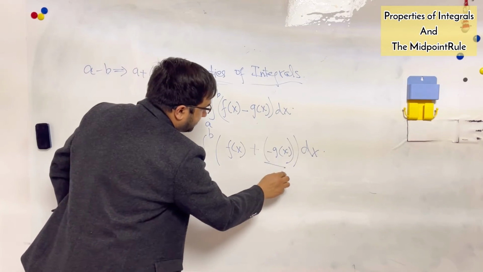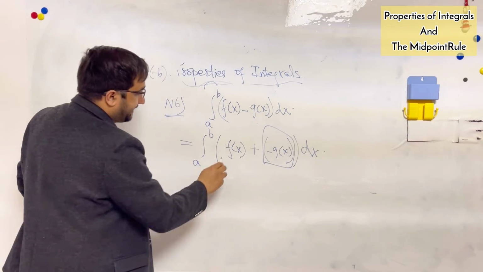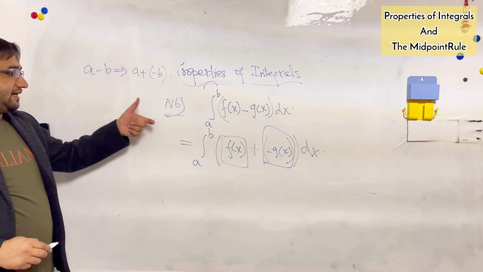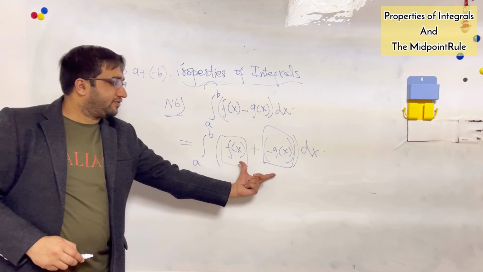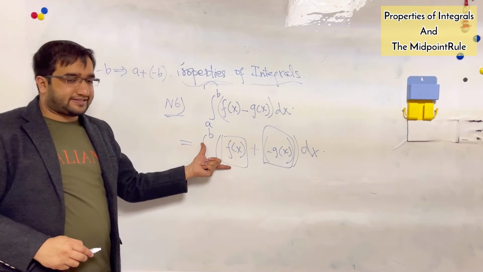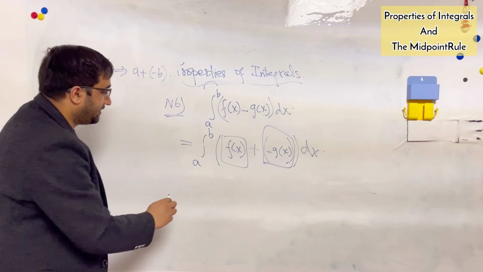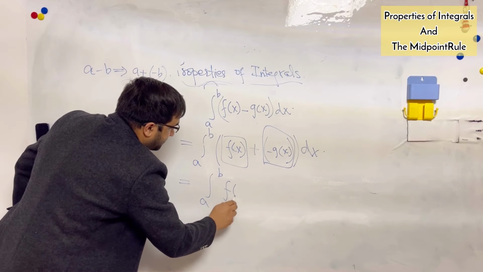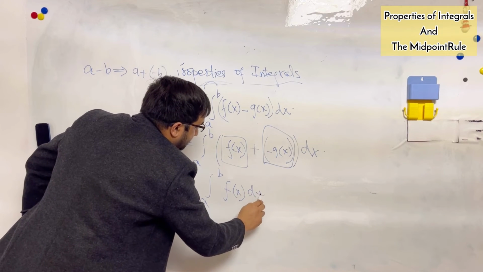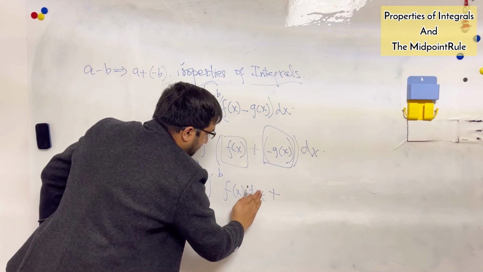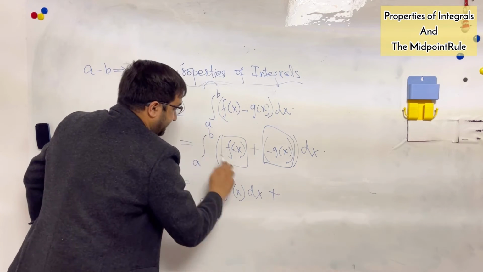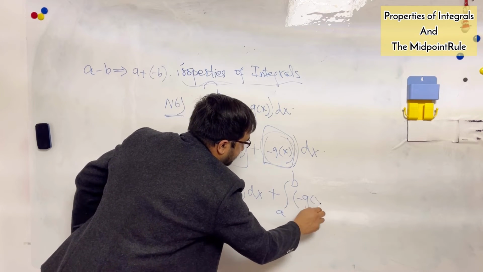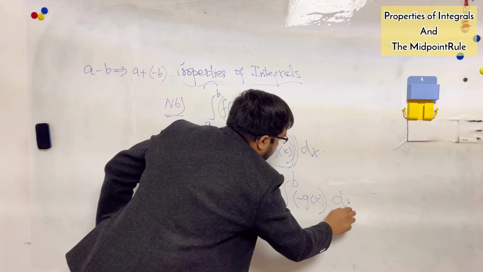Now consider this whole thing as one function and consider this as two functions, and we have just now written a rule that if you have addition of two functions and they are under the same integral, then you can split them. So you can split these two integrals. You can say a to b, this function into this dx, plus this integral a to b, this function as a whole, which is minus g of x into this dx.